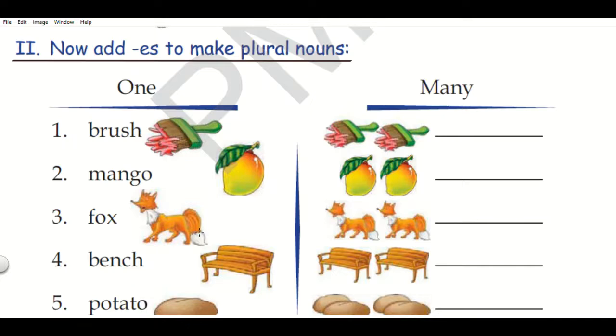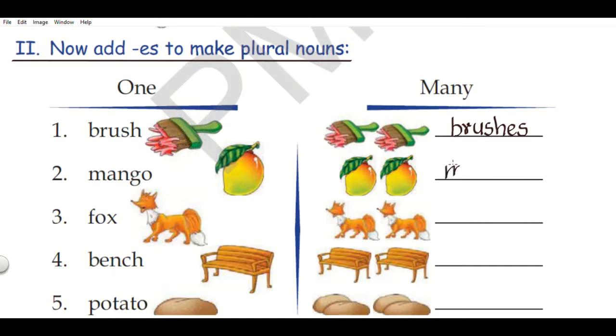You know, one stands for singular and many stands for plural. And we will add es here to make plural of these words. Let's start with the first word. And first word is brush. One brush. Many brushes. Here we will write brush and add es to it to make plural of this word, brushes.